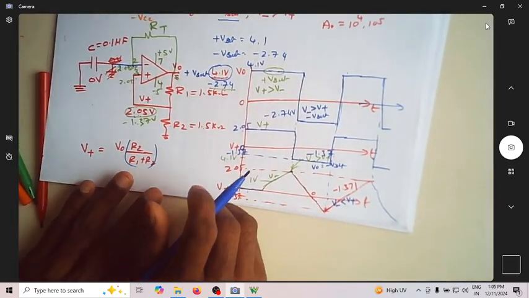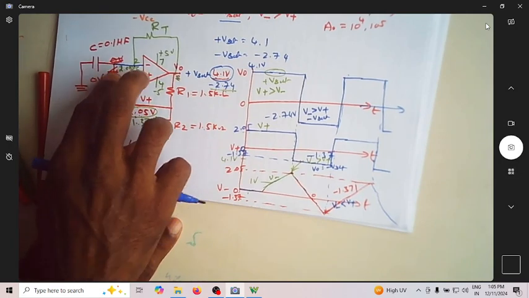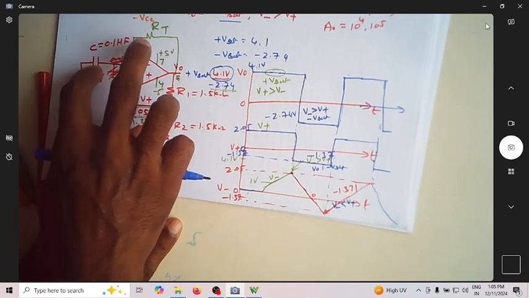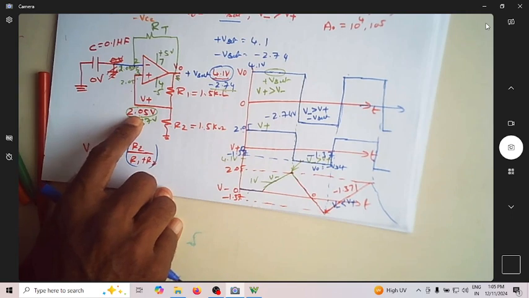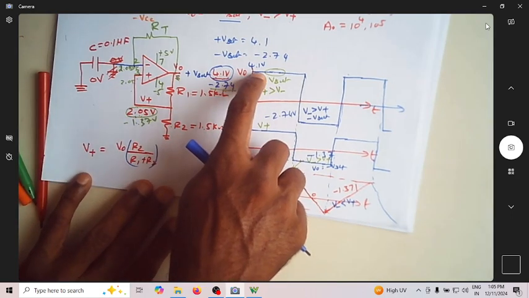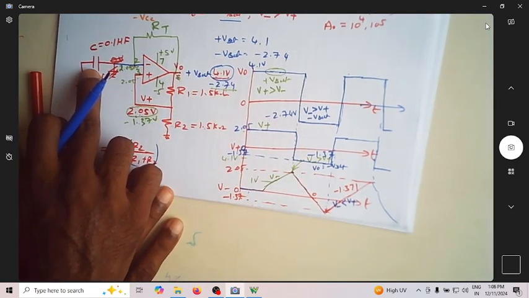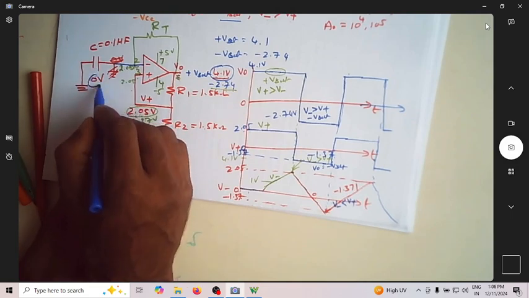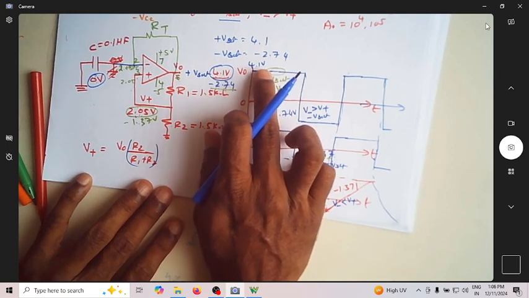So what we initially started with was, we considered this to be ground. Of course, we didn't have this capacitor nor the resistor. When this is at ground, this was always at 2.05. The output voltage was supposed to be at plus V sat without any change. Then we connected a capacitor. We assume that the capacitor voltage is 0. So then the output continues to be at plus V sat.